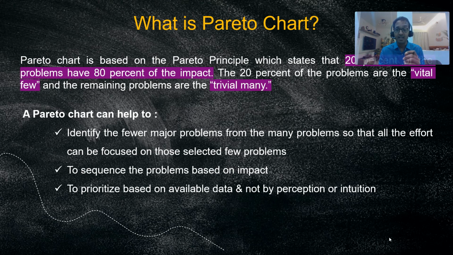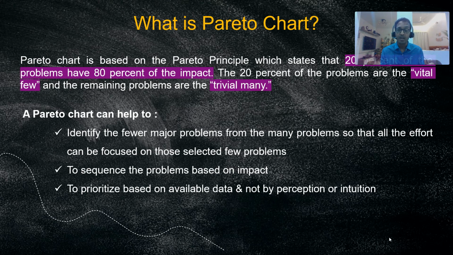The second important help which the Pareto chart provides is to sequence the problems based on impact. Assume you have 10 different problems, right? You can also sequence them in an order based on the impact they have on the business.